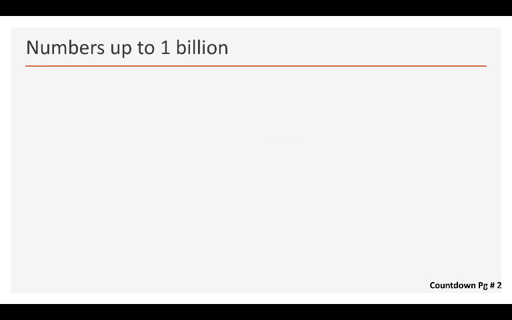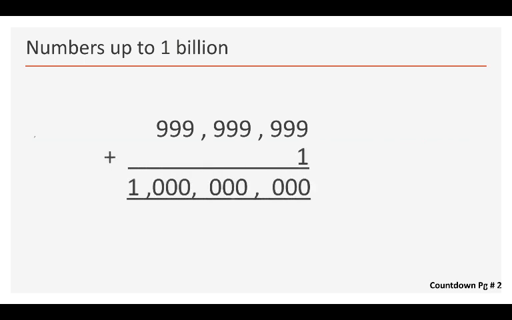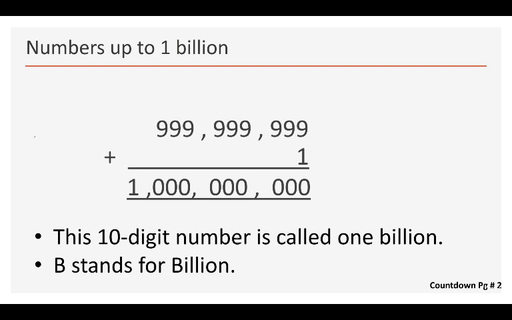Now just think, which is the biggest 9-digit number? Oh, good. That is 999,999,999. What will happen if we add 1 to it? So the answer is this biggest number. This 10-digit number is called 1 billion. Capital B stands for billion.